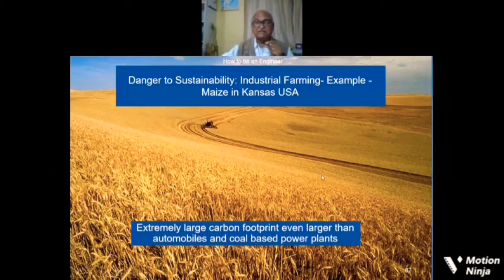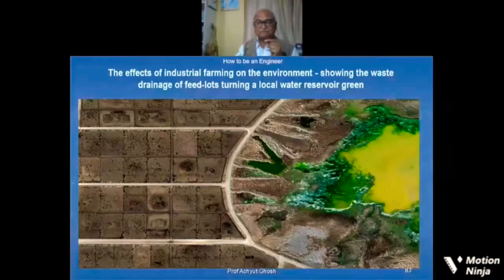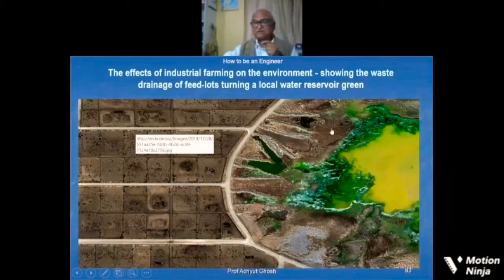Only wheat, only rice, or only maize. That is not good. It is not good for the soil. It is not good for the earth. You see, these are feedlots. And from this, to the water body, such a dangerous thing has happened to the soil body.